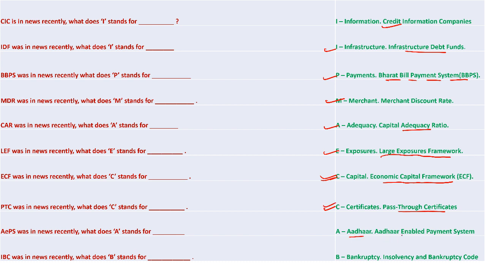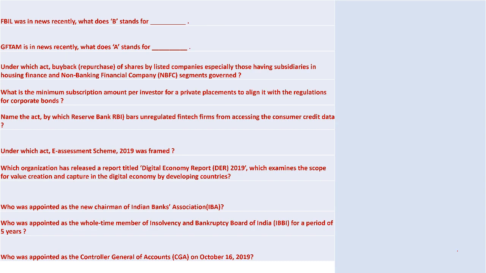A in AEPS is Aadhaar Enabled Payment System. B is bankruptcy and insolvency in the Bankruptcy Code. Okay, let's look at some more now.